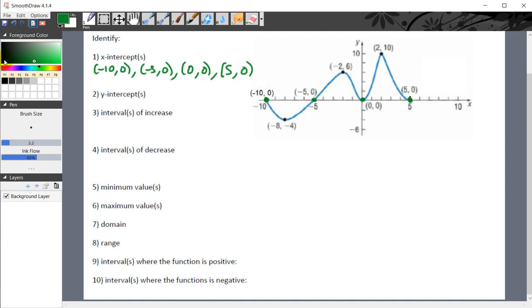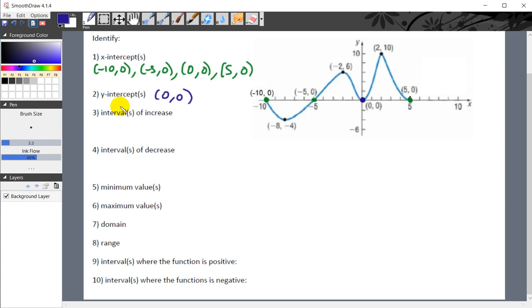Okay, y-intercepts. Y-intercepts are going to be where it crosses the y-axis. You can see here, that's where it crosses the y-axis, so it's also going to be (0, 0). So (0, 0) is an x-intercept and a y-intercept. Yeah, it's the origin.